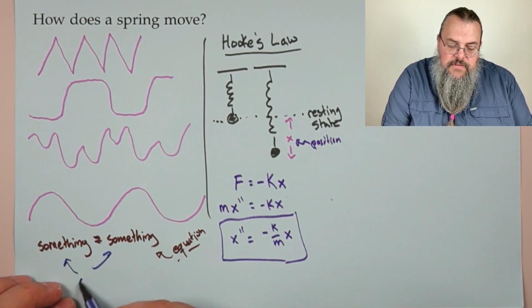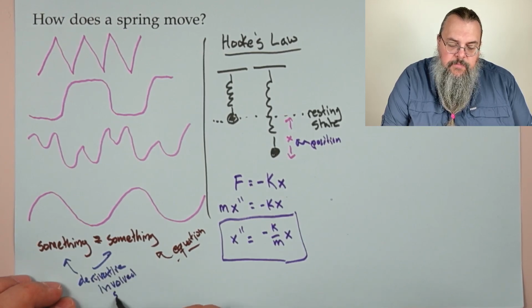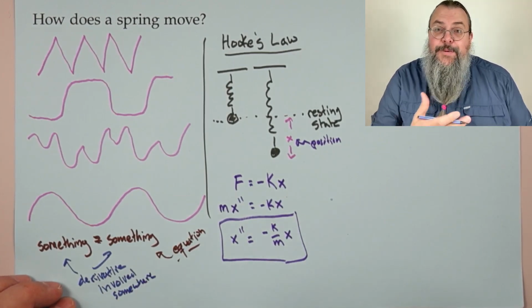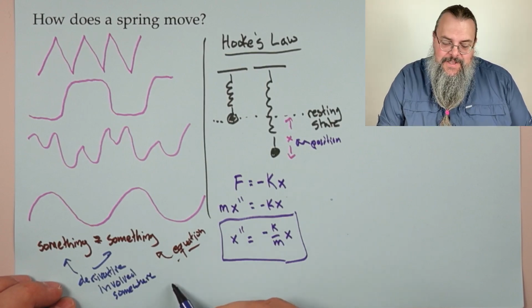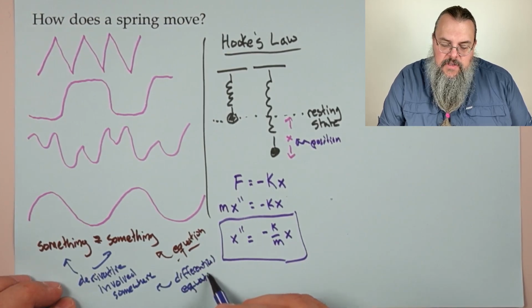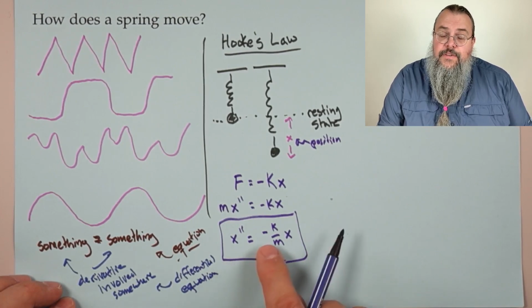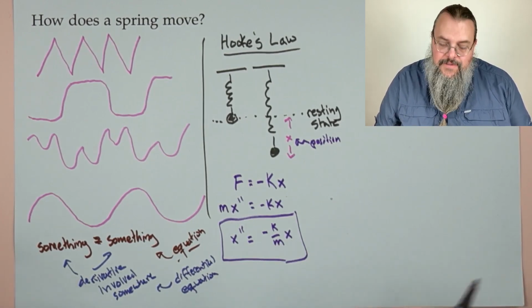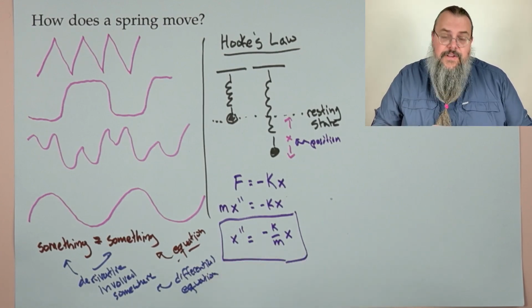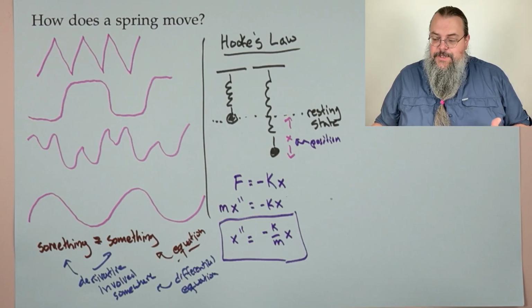So if you have a derivative involved somewhere, it doesn't have to be on both sides, it could be on one side, but as long as there's a derivative involved somewhere, then what you have is you might call it an equation with benefits, but we call it a differential equation. And so then this becomes a differential equation. So look at what we have. We wrote down that x double prime is minus k over m times x. It's an equation. There's a derivative involved. In this case, it's a second derivative, and therefore it's a differential equation.